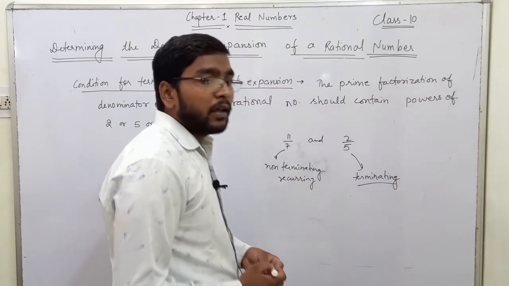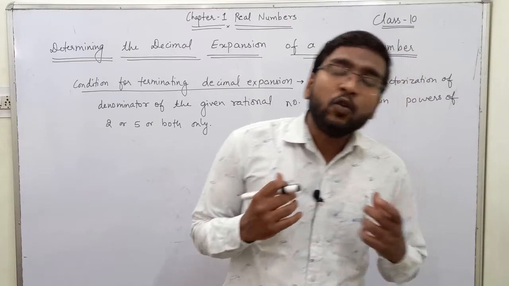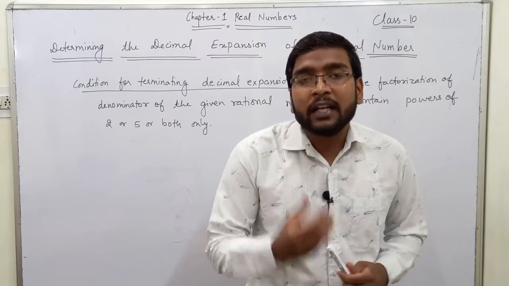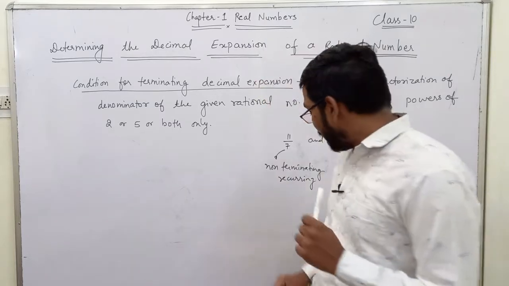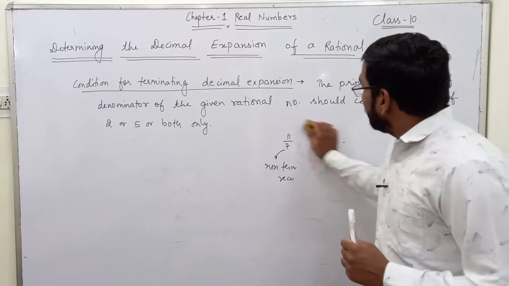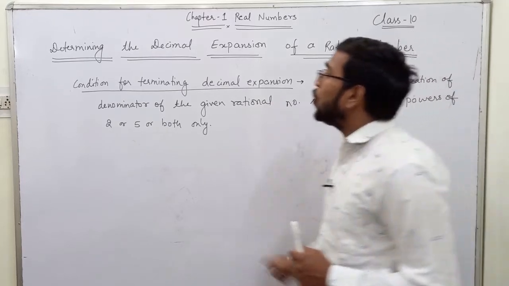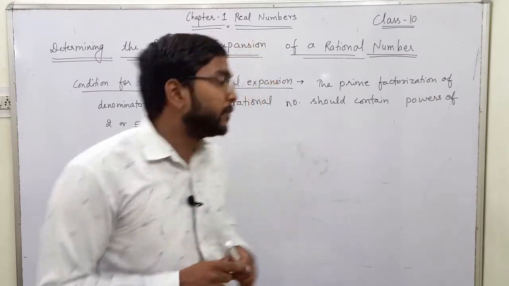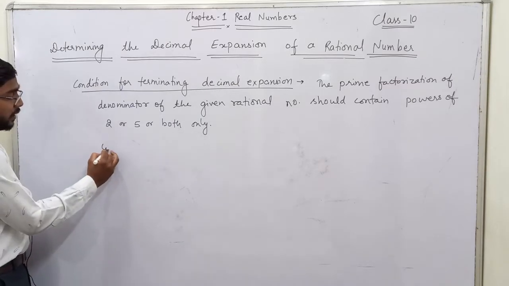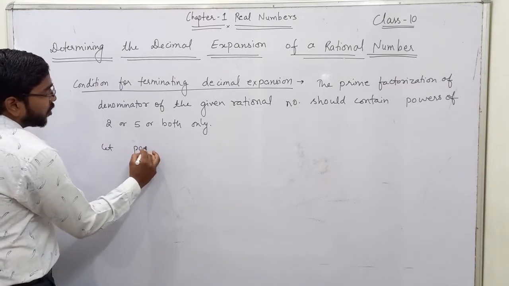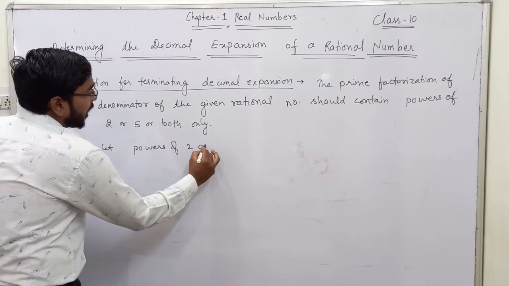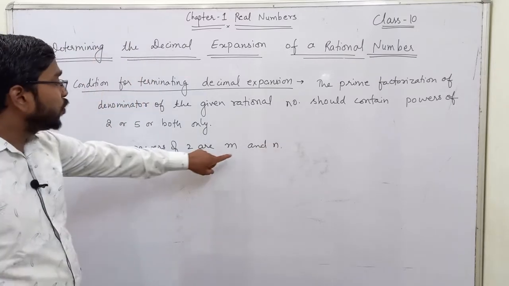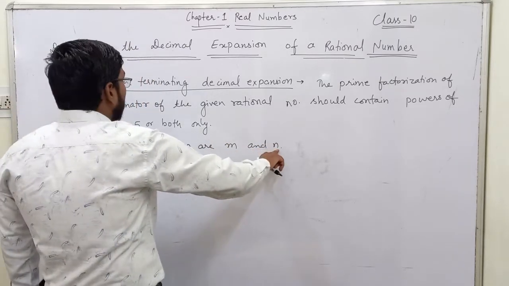Now I need to find out after how many digits the decimal expansion of a number will terminate. The condition for that is that the highest power of 2 or 5 will be the number of digits after which the decimal expansion will terminate. Let the power of 2 be m and the power of 5 be n.